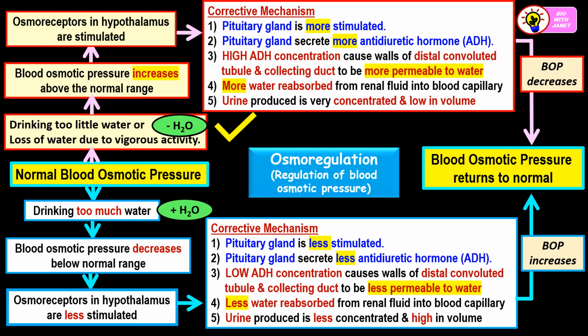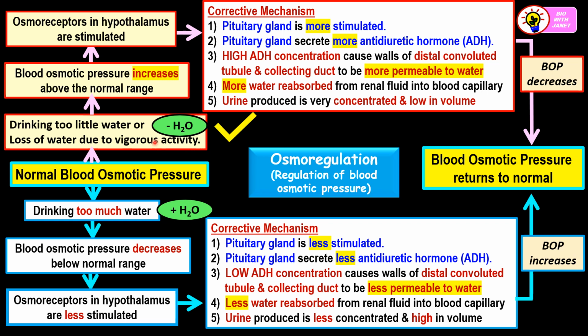Now, this is a very complete diagram showing you the process of negative feedback in osmoregulation, which is the regulation of blood osmotic pressure. All right, so we have the normal blood osmotic pressure at this point here, and let's say you drink too little water, or there was an excessive loss of water due to vigorous activity. That means the person sweated and then lost a lot of water.